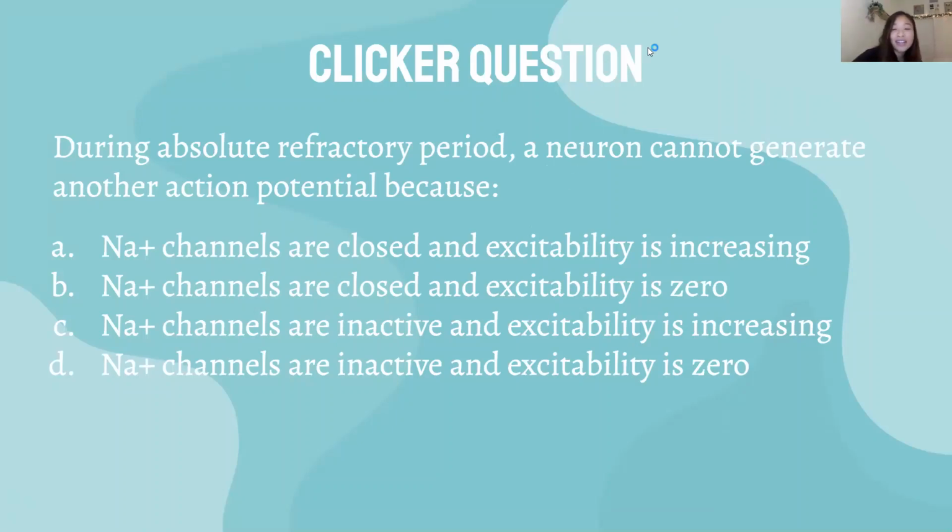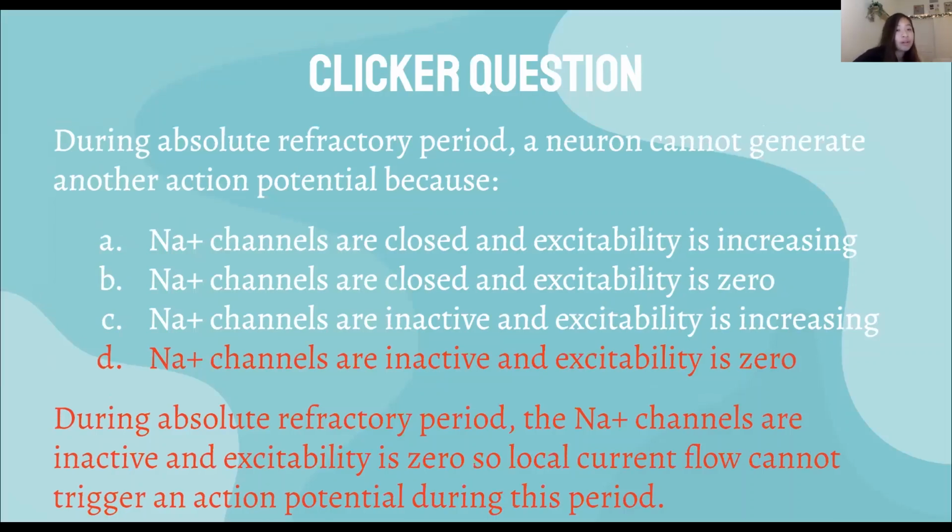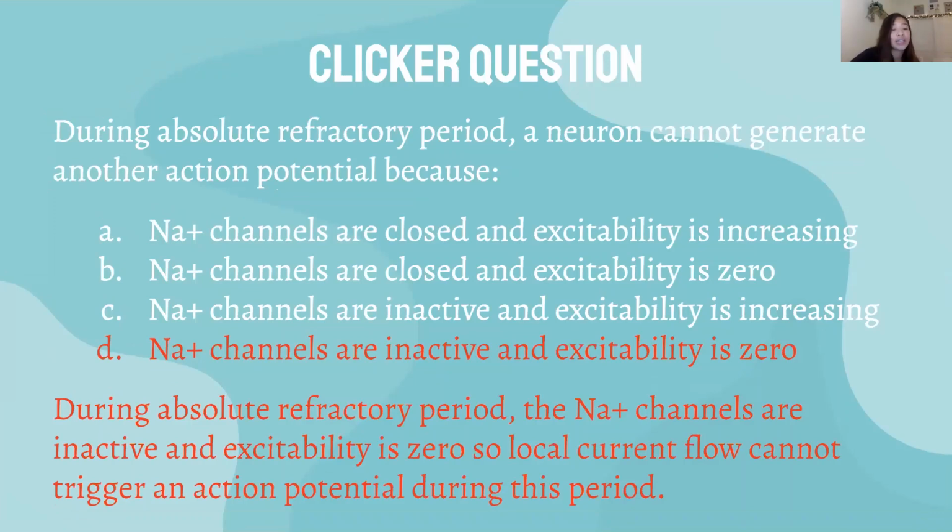Beautiful. Looks like you guys got it. The answer is D. So during the absolute refractory period, the channels are inactive and excitability is 0. So local current flow or a graded potential can't trigger an action potential during this time.